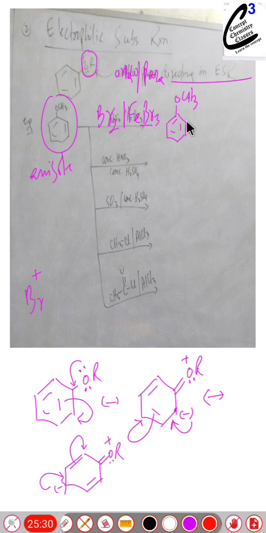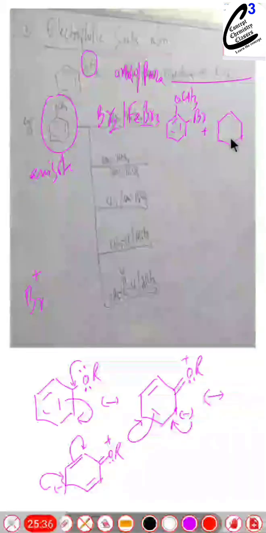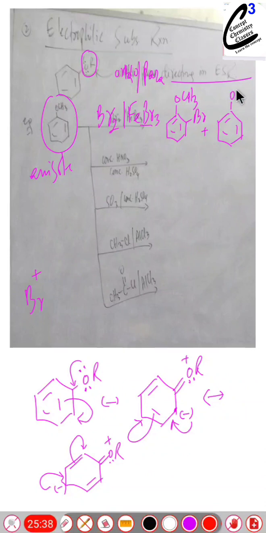This is anisole, and at the ortho position there will be bromine, and this is the para isomer, OCH3 with bromine like this. The IUPAC name of this compound is 4-bromoanisole, and this is 2-bromoanisole. The para isomer, 4-bromoanisole, is our major product.